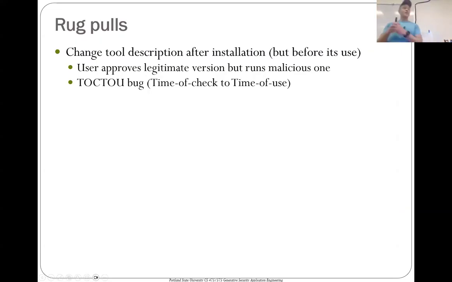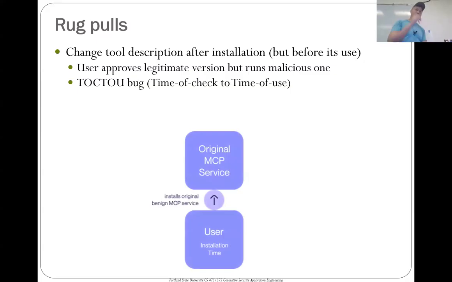Okay, another one, a rug pull. The idea of a rug pull is that you're given a plugin and you look at it and it looks legit. The tool description looks legit and everything looks legit. You're going to install it. And then the adversary swaps out the description with the malicious one. So it's related to tool poisoning, but it's a rug pull in that what you agree to, the time of check, and what ends up running, the time of use, are done with 2 different versions of that tool description.